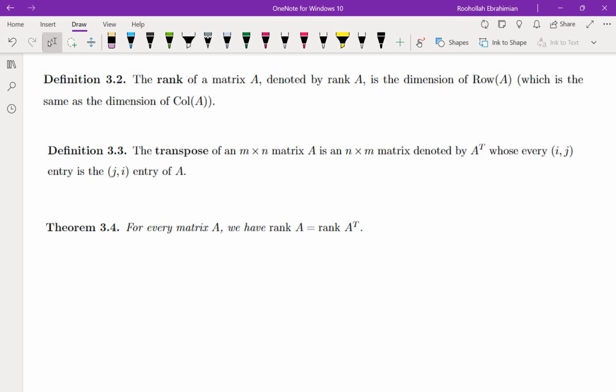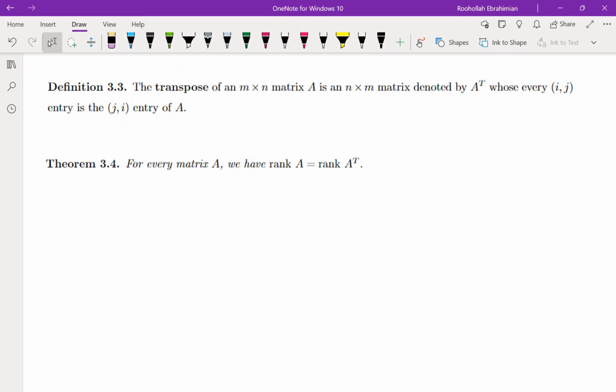Okay, the rank of the matrix A, denoted by rank of A, is the dimension of the row space, which is the same as the dimension of the column space. So what we saw is that pivot columns give you a basis for the column space. Pivot rows, the rows that are non-zero, give you a basis for the row space. Now, both of them are the same as the number of pivot entries.